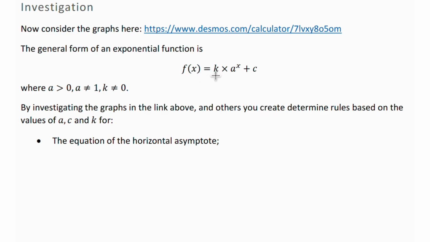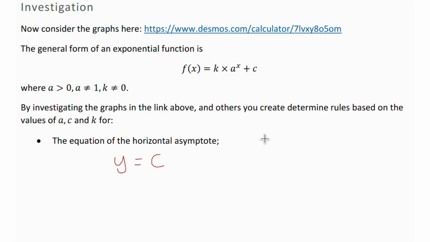When you change k, the asymptote doesn't change. When you change a, the asymptote doesn't change. But when you change c, it does. So hopefully you can see that the asymptote is always going to be y equals c.